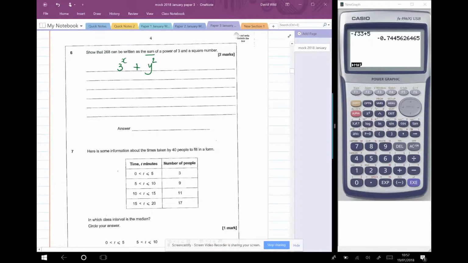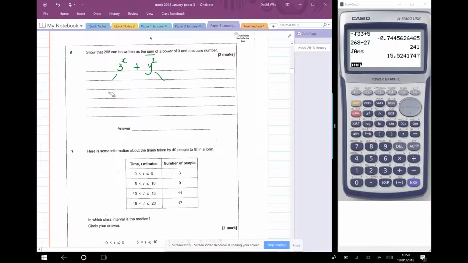So let's have a look at our powers of 3. Let's try, if we tried 3 to the power 3, we'd get 27. So if we try and add that, what do we need left over? So we've got 268 minus 27. That's 241. Is that a square number? So let's square root 241. No, it isn't. So that's no good.